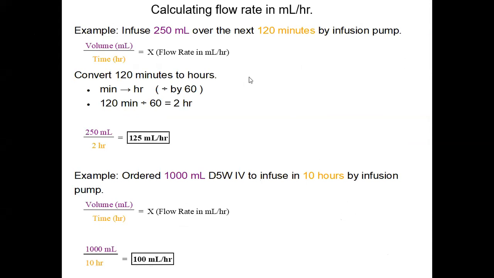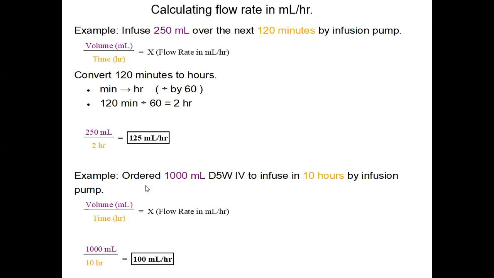Okay, next, we're going to be calculating the flow rate in mLs per hour. So if you were infusing 250 mLs over the next 120 minutes, what would be the flow rate in hours? Your time has to be in hours, and then you need your total volume. Those are the two things you're going to need to calculate mL per hour. So the first thing you have to do is convert that 120 minutes to hours. You take the total number of minutes and divide it by 60 because there are 60 minutes in an hour. So 120 divided by 60 gives you 2 hours. You have 250 mLs total, and you divide that by the 2 hours, and that gives you 125 mLs per hour.